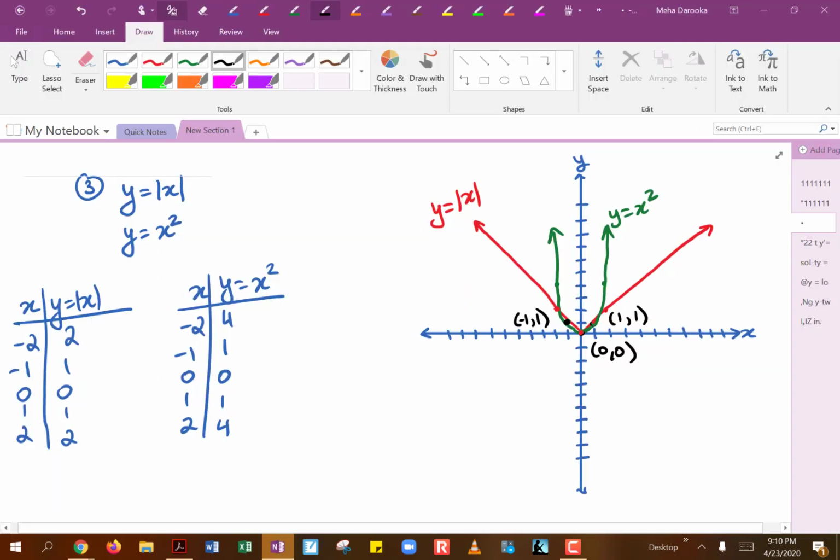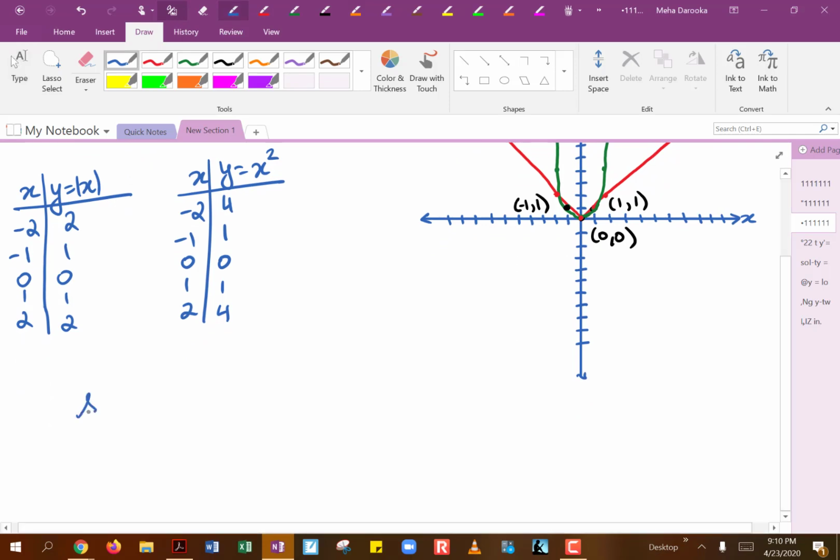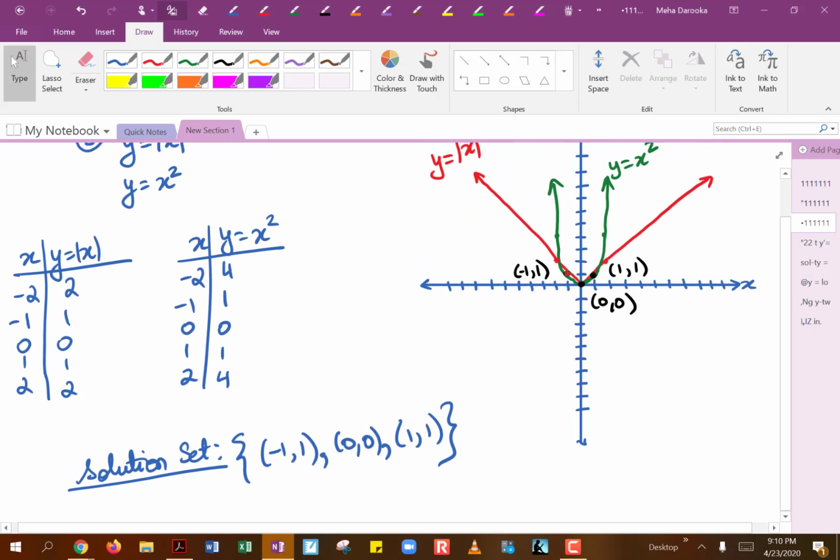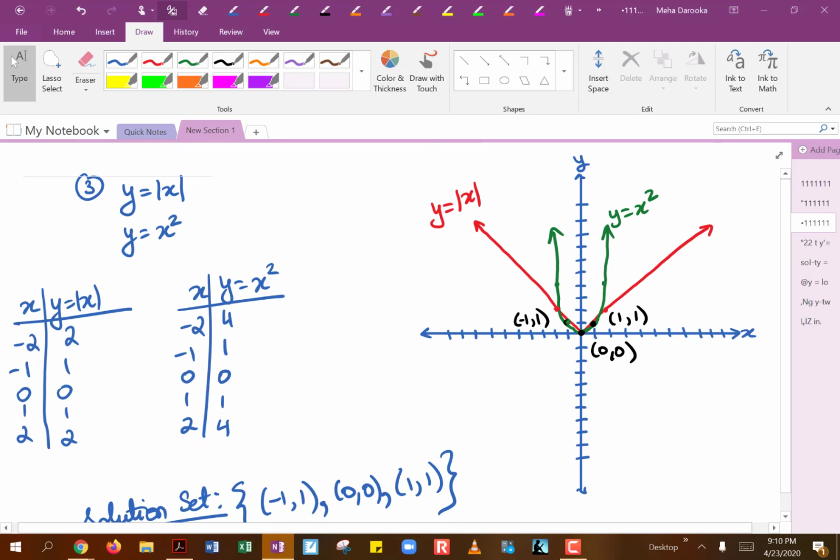So when we write our solution set for this system, that is going to be (-1, 1), (0, 0), and then (1, 1). So those will be our 3 solutions for the system of equations over here.